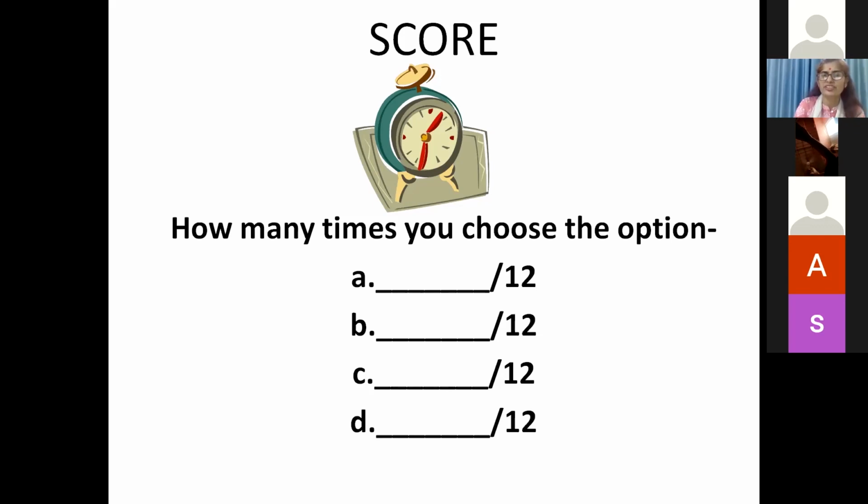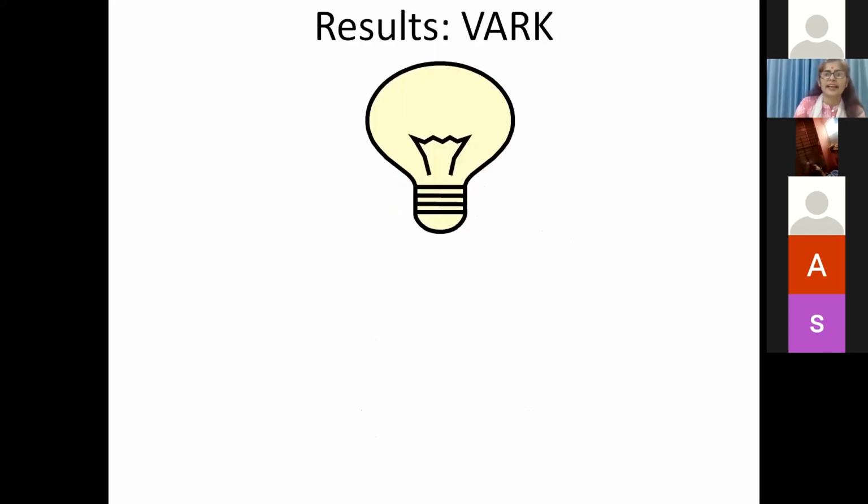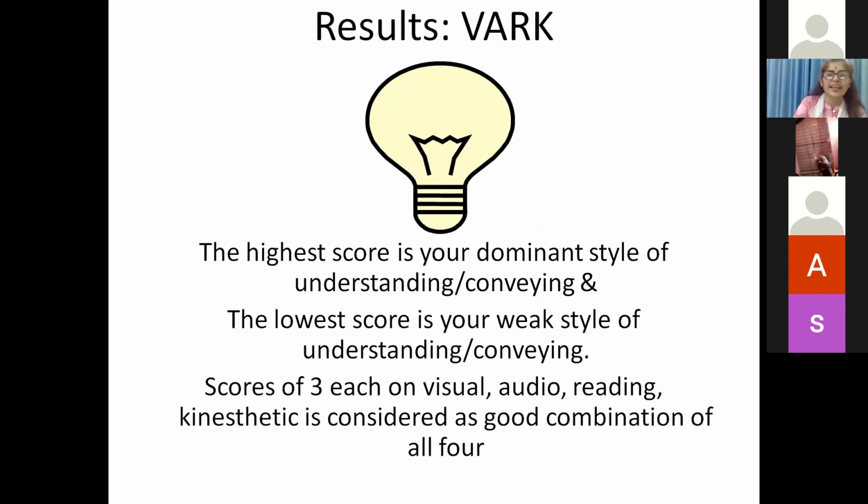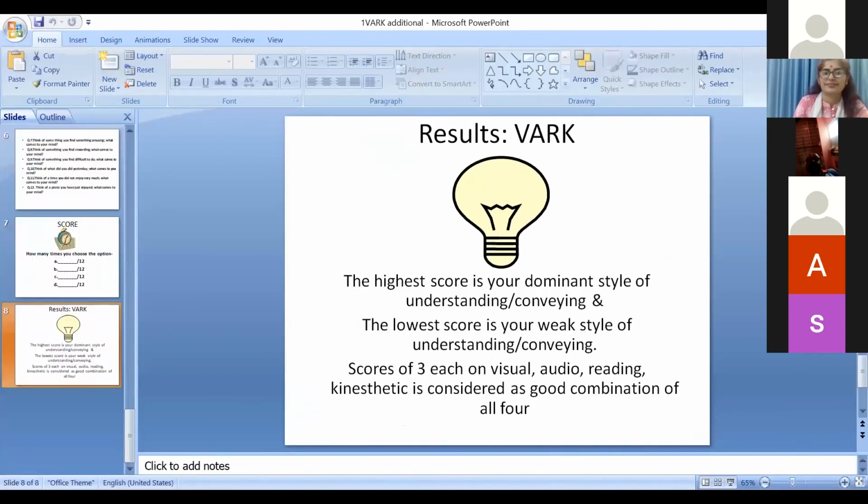You got my point. So this VARK is what we have done, and it has shown glimpses of your preferred style. That is, the highest score is your dominant style of understanding, and 3 each on visual, audio, reading, kinesthetic is considered a good combination of all 4. Why am I saying that if it is 3 each, it is good? Because the person is equally using all four abilities.